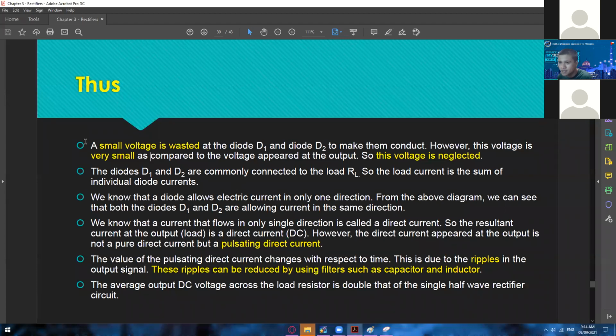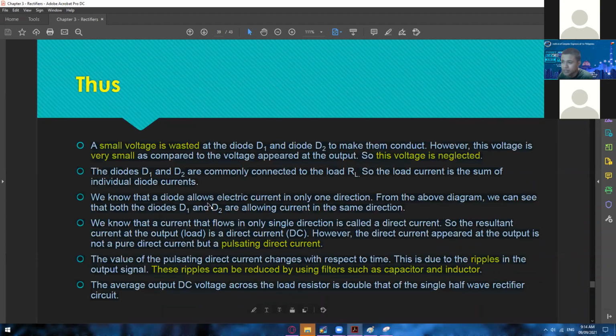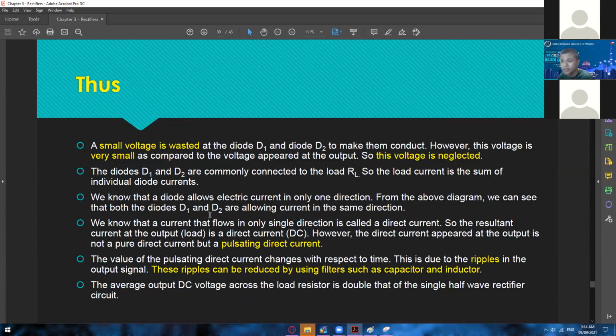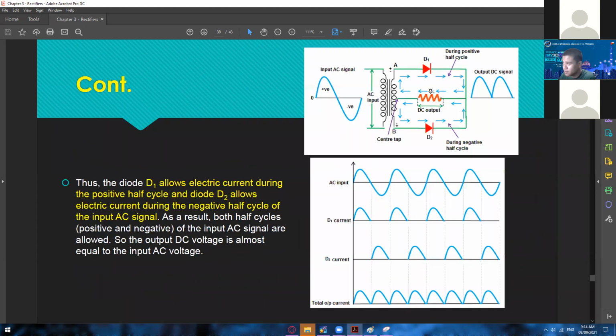Okay, so here are the conclusions or realizations when it comes to a center tap rectifier. Again, I will leave the reading part to you guys. This is also the same as the full wave rectifier. It says here a small voltage is wasted. However, this voltage is very small compared to the voltage appearing at the output, so it is neglected. What is that voltage? That is the voltage consumed by your diode. If it's silicon, it wastes 0.7 volts, and if it's germanium, it's 0.3 volts.